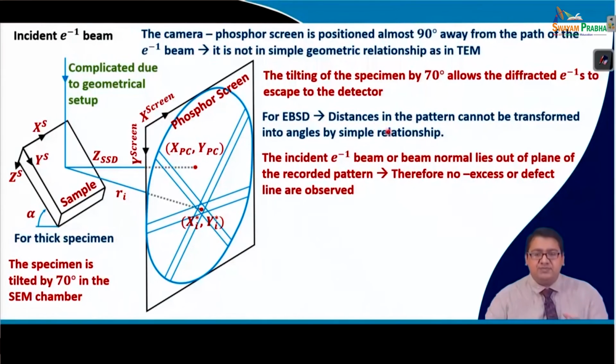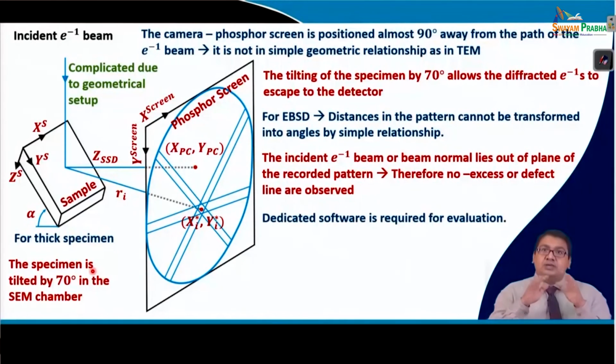The incident electron beam or the beam normal, Bn, actually lies out of the plane of the phosphor screen. So, the phosphor screen is here, and in case of TEM it used to be here. Therefore, you see, because the phosphor screen is 90 degree away, it is vertical now, it is out of the line of the electron beam. Now, in case of EBSD there will be no excess or defect lines, right. So, in this case you will have no excess or defect lines, and I should have said that in the last slides also.